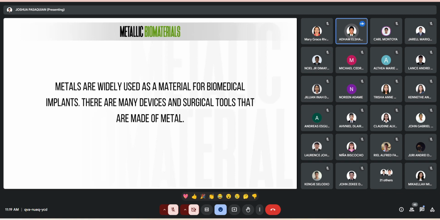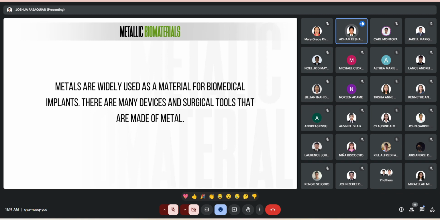So biometallics. Metals are widely used as a material for biomedical implants. There are many devices and surgical tools that are made of metal.